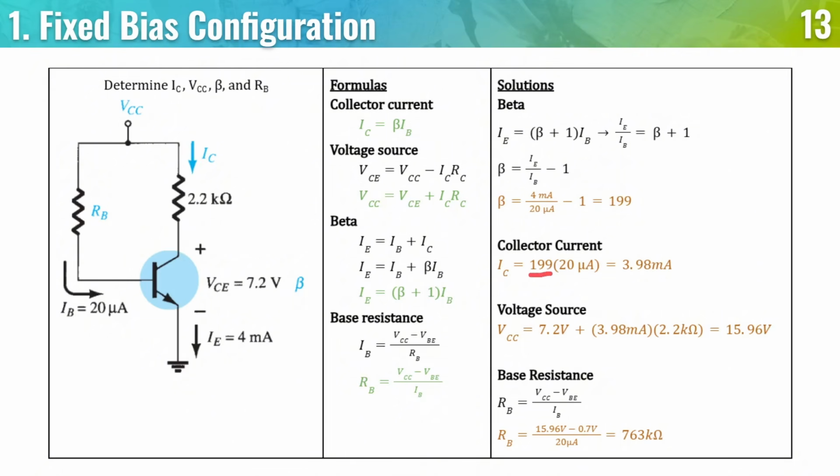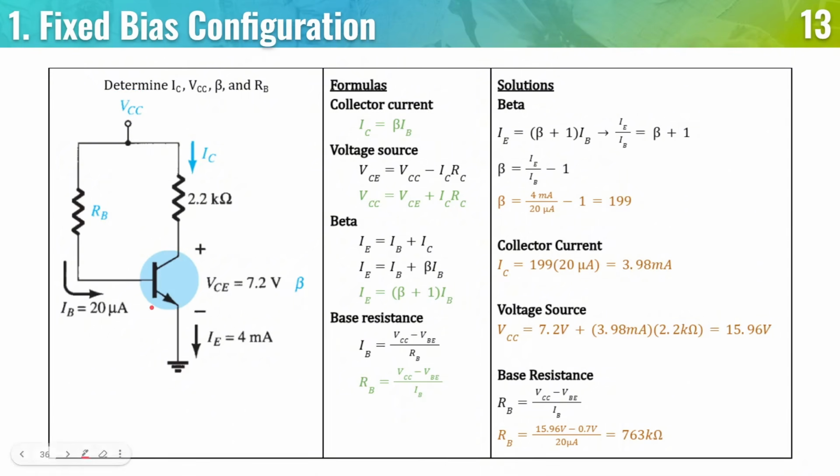So multiplying 199 to 20 microamperes, we get IC is equal to 3.98 milliamperes. So this IC is what was missing earlier. Now we can substitute it here. So we have VCC is equal to 7.2 volts plus IC times 2.2 kilo ohms. So we know that the VCC is now providing 15.96 volts, or approximately 16.